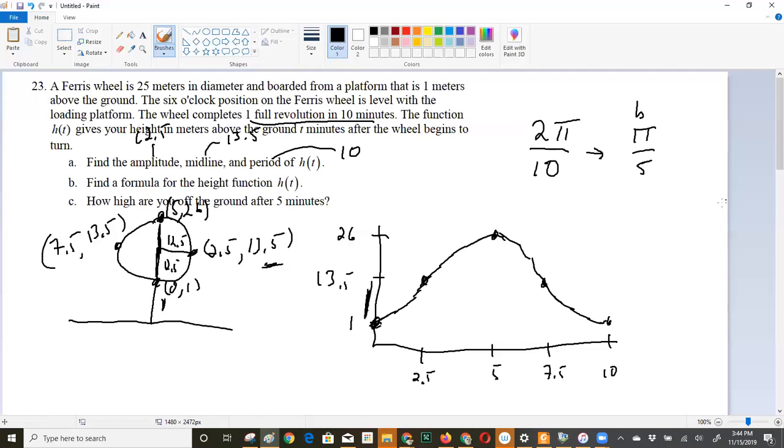The mistake that people will make is they'll put the π over 5 as the period, and that's not the period. It takes 10 minutes to go from 1 meter back down to 1 meter. So that's the period. Now let's answer the question about the function.